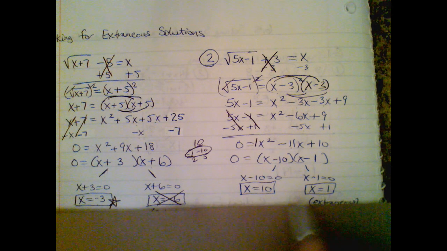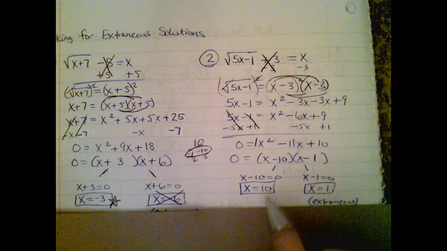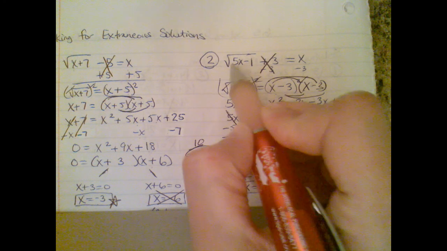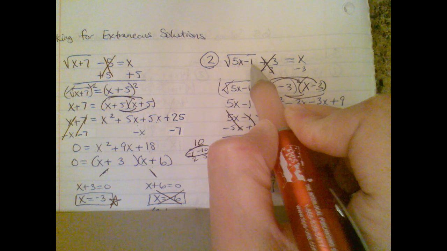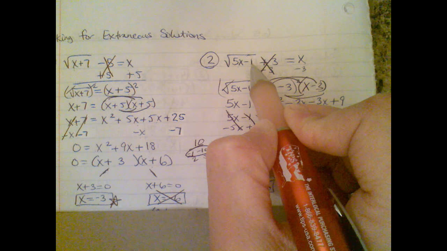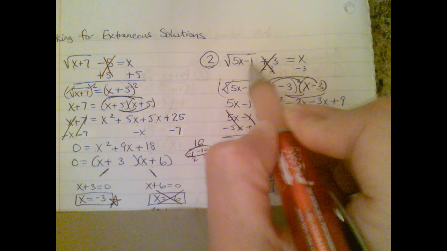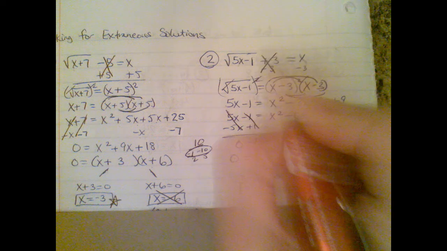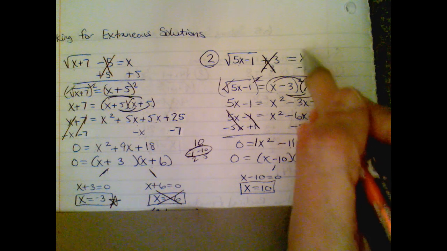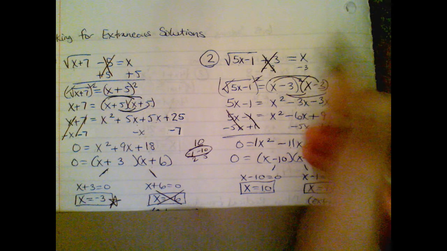So if I'm going to go and plug this back in, I plug in the 10 right here. 5 times 10 is 50, minus 1 is 49. Square root of 49 is 7. 7 plus 3 is 10 on this side. On this side, if I plug in the 10, I get 10. So both sides equal 10, so this one works.